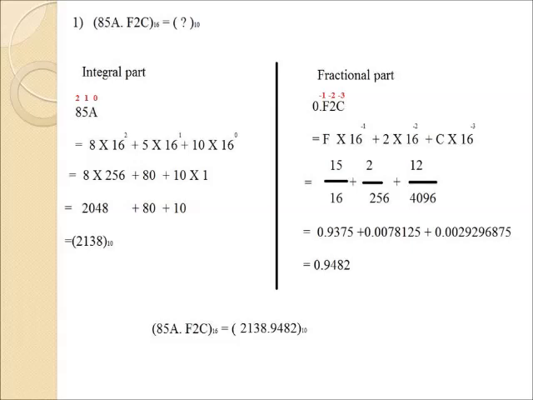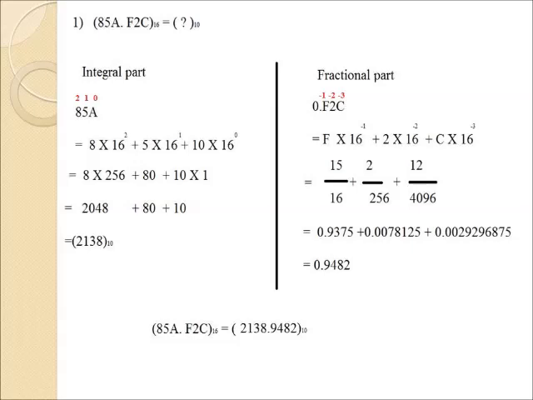So, we have the integral part and fractional part. Here you can see how we are doing the integral part and how we are doing the fractional part. For the integral part, we are multiplying each digit of the integral part with the powers of 16. As there are 3 digits in the integral part, we are multiplying the digits with 16 raised to 2, plus 16 raised to 1, plus 16 raised to 0.